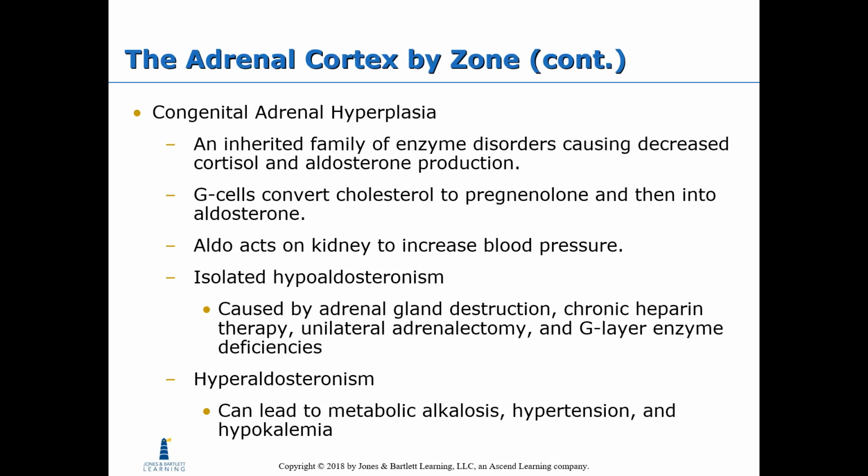Hyperaldosteronism can lead to metabolic alkalosis, hypertension, and hypokalemia. Metabolic alkalosis, so due to something in the digestive tract, we retain base in the body, so the pH of our blood increases. Hypertension is talking about high blood pressure. Hypokalemia, hypo means less, K is the element symbol for potassium, so hypokalemia is talking about a decrease in potassium.